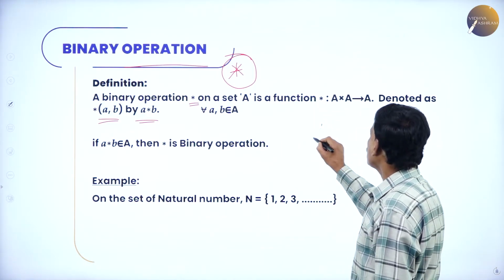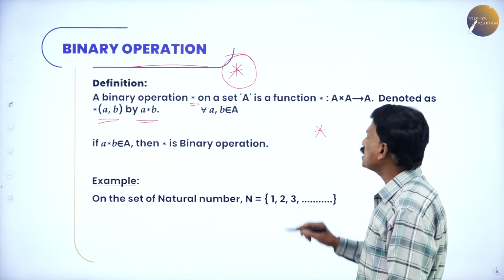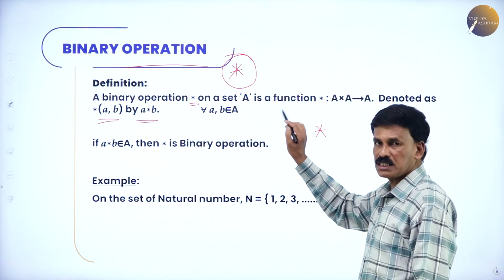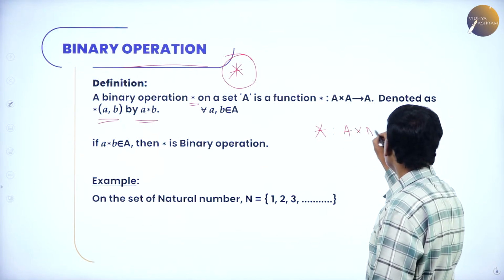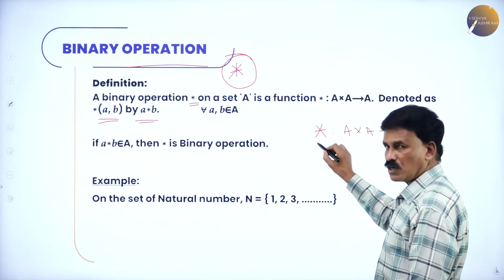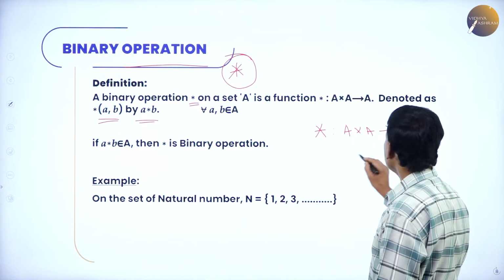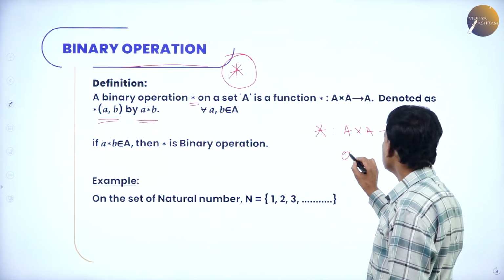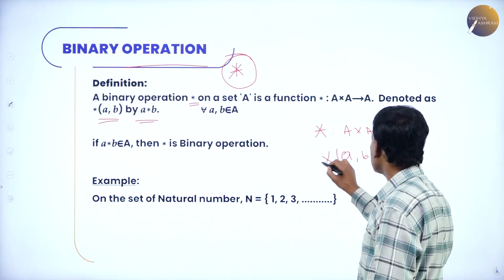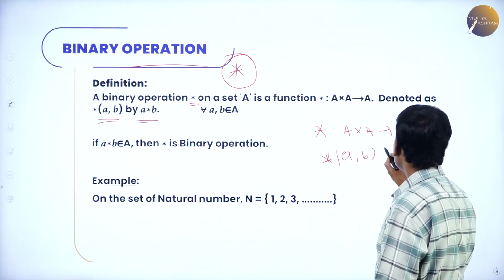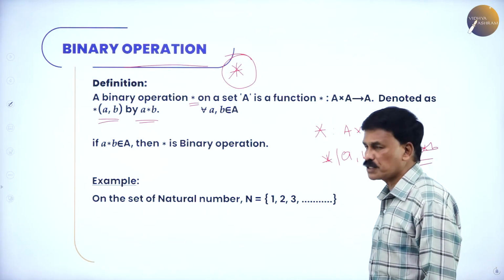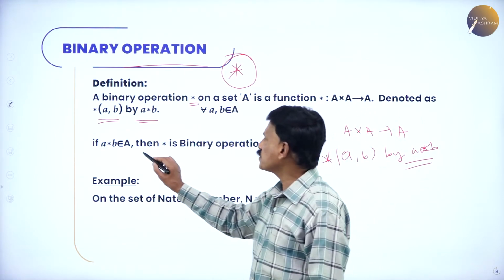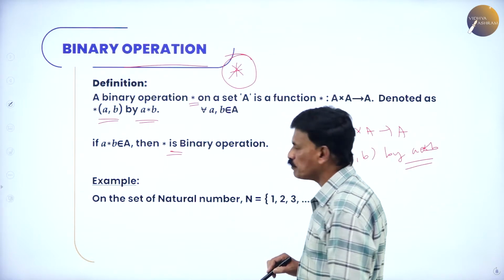That is, star, the binary operation on a set A, is a function star from A cross A to A, and it is denoted as star of (a, b) by a star b, which is called the binary operation. If a star b belongs to A, then star is the binary operation.